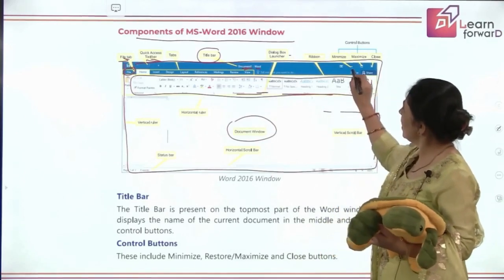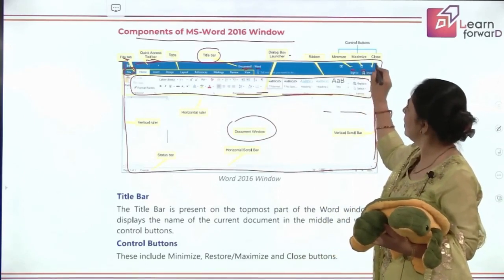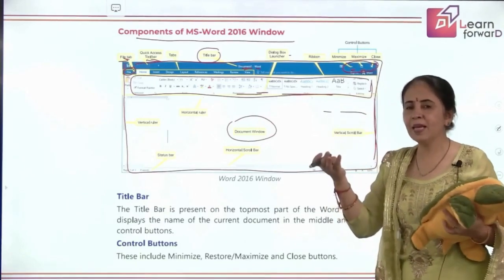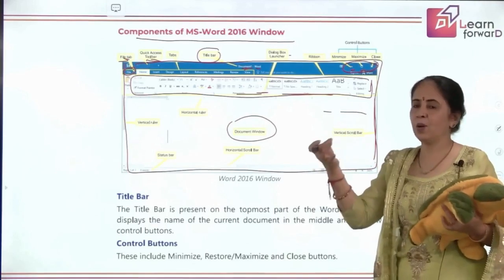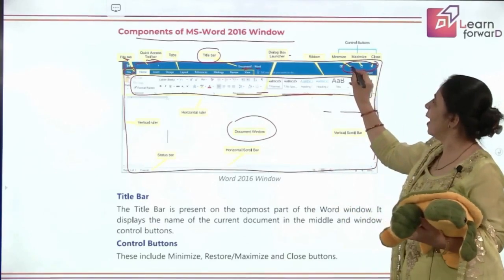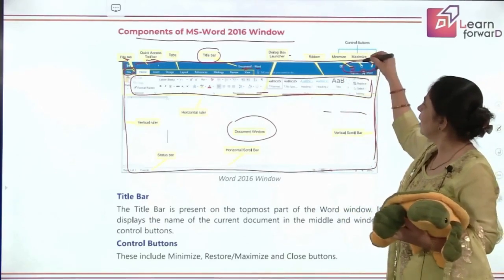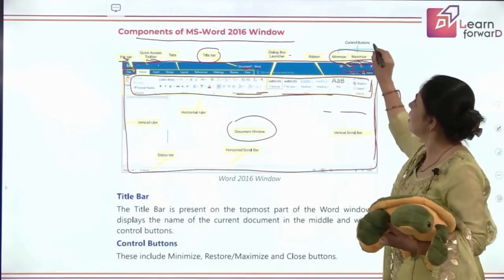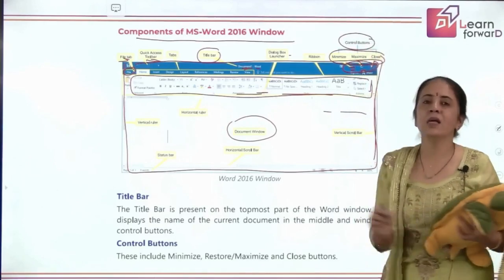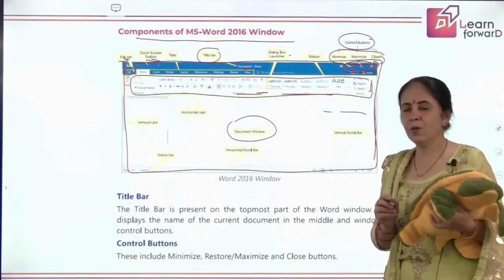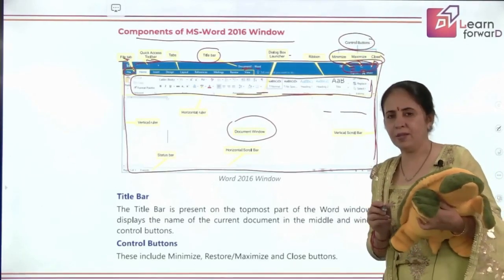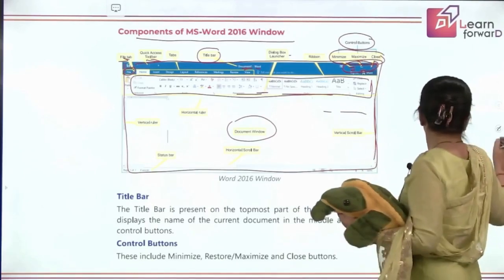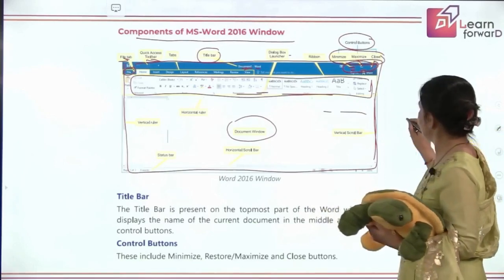Could you see these three buttons? These three buttons are for minimizing, maximizing, and closing. There is a simple dash that shows minimize, then maximize, and then close. All these three buttons together are called control buttons. What are these? Control buttons. Got it? Now, we have a scroll bar. I'll just show it to you again.